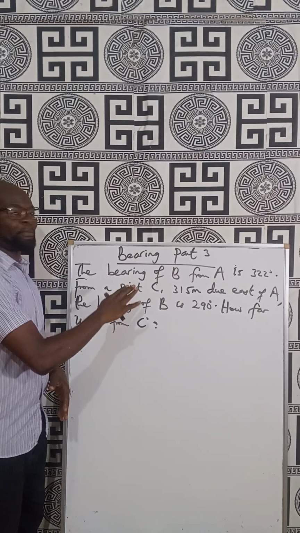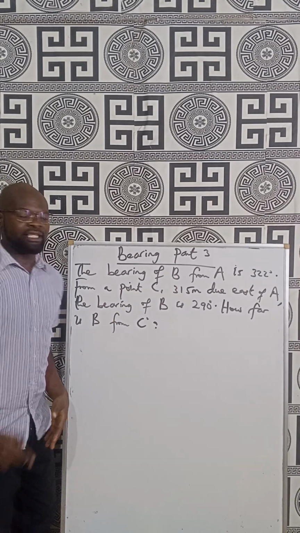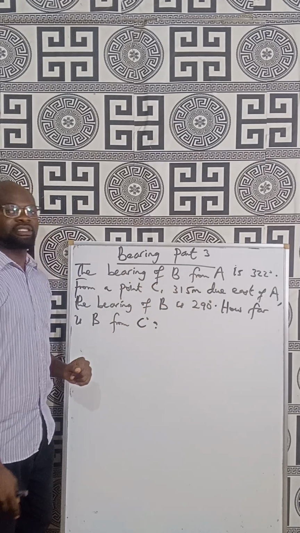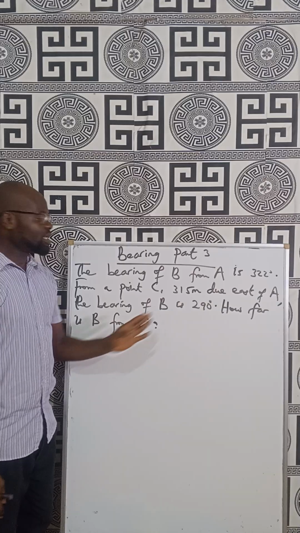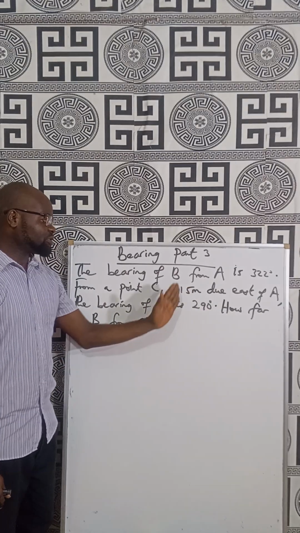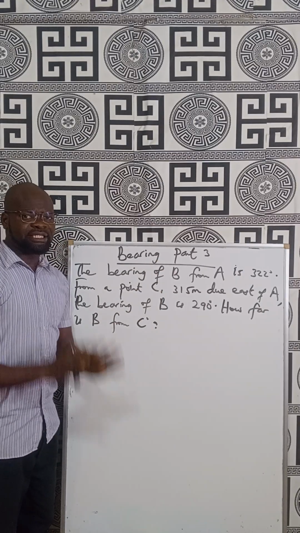Let's look at part 3 of bearing that we have been discussing so far. The question says the bearing of B from A is 322 degrees. From the point C, 315 meters due east of A, the bearing of B is 290 degrees. How far is B from C? So very simple and easy.